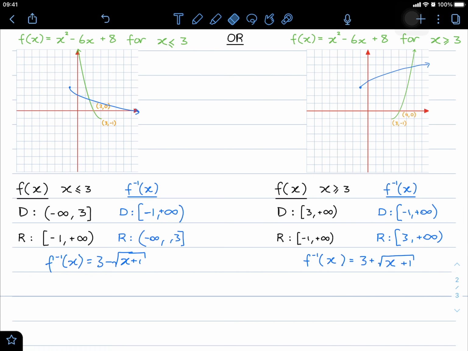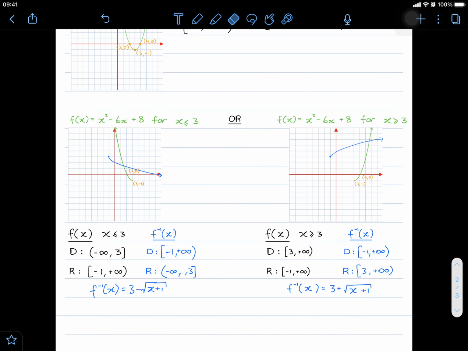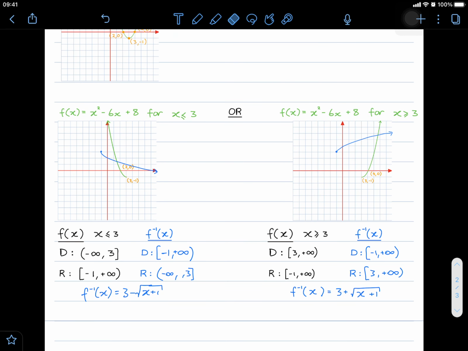So I hope that gave you an insight into restricting the domain to make the inverse of a function an actual function itself. Hope to see you in the next video. Best of luck.